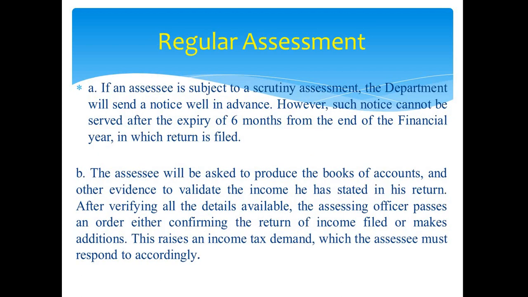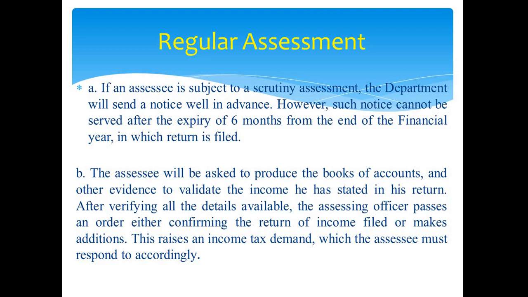In the regular assessment, if an assessee is subject to scrutiny assessment, the department will send a notice well in advance. However, such notice cannot be served after the expiry of 6 months. It means if the income tax department finds any variation, they may issue a notice to the individual taxpayer regarding the variation. Second, the assessee will be asked to produce the books of accounts or any other evidence.